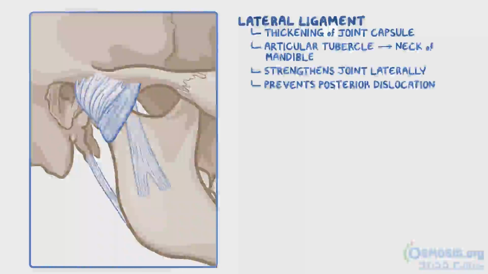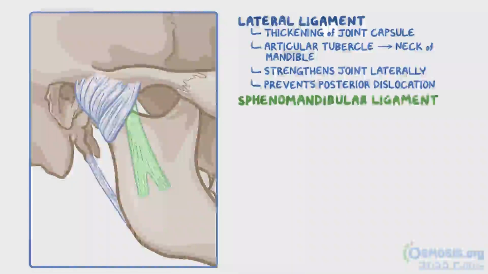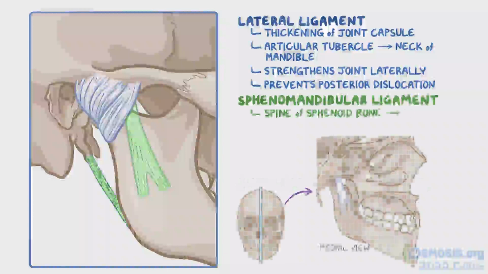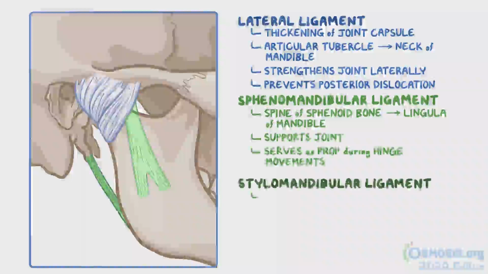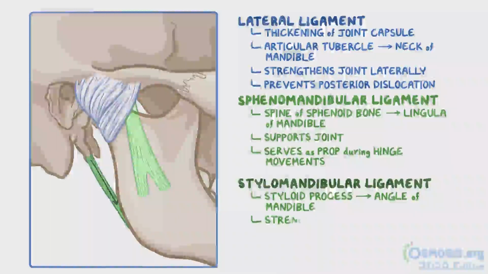The 2 extrinsic ligaments are the sphenomandibular ligament and the stylomandibular ligament. The sphenomandibular ligament extends from the spine of the sphenoid bone to the lingula of the mandible. It supports the joint and serves as a prop during hinge movements. The stylomandibular ligament extends from the styloid process of the temporal bone to the angle of the mandible. It strengthens the joint, but not as much as other ligaments.